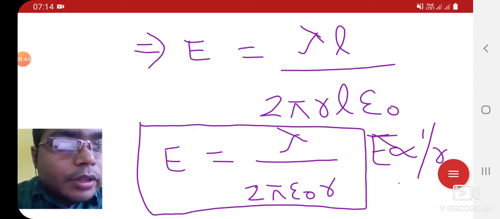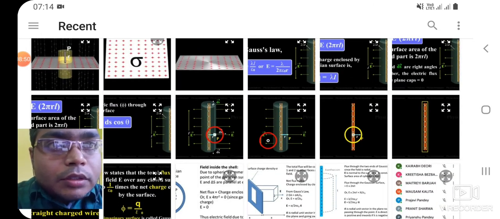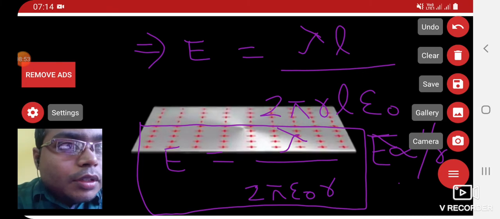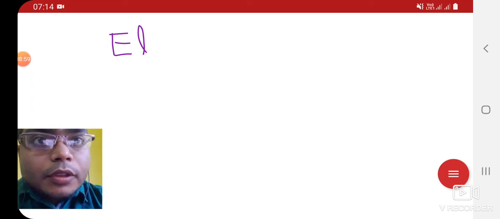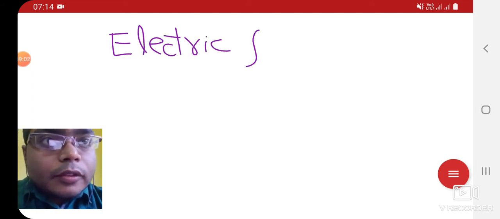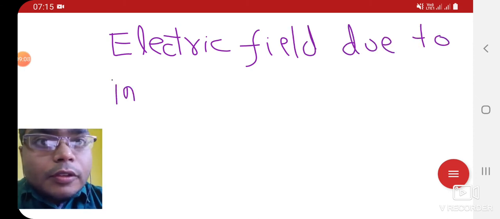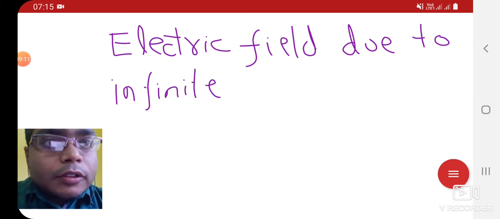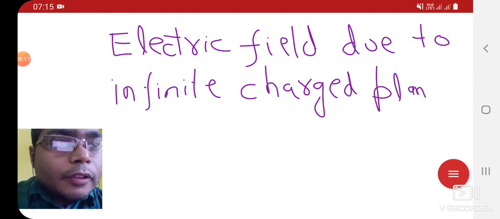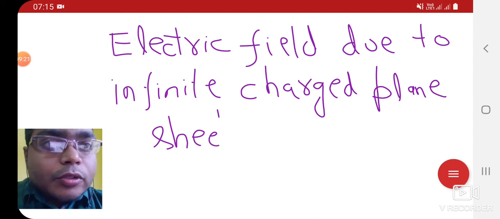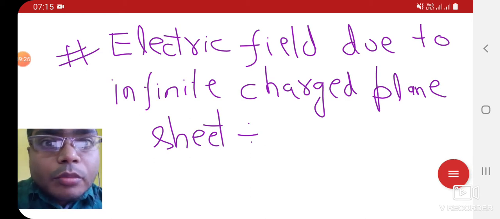So let us move to the next derivation. Now we are going to see the next derivation, which will be electric field due to an infinite charged plane sheet. So there will be a plane sheet in which the charges will be distributed uniformly.